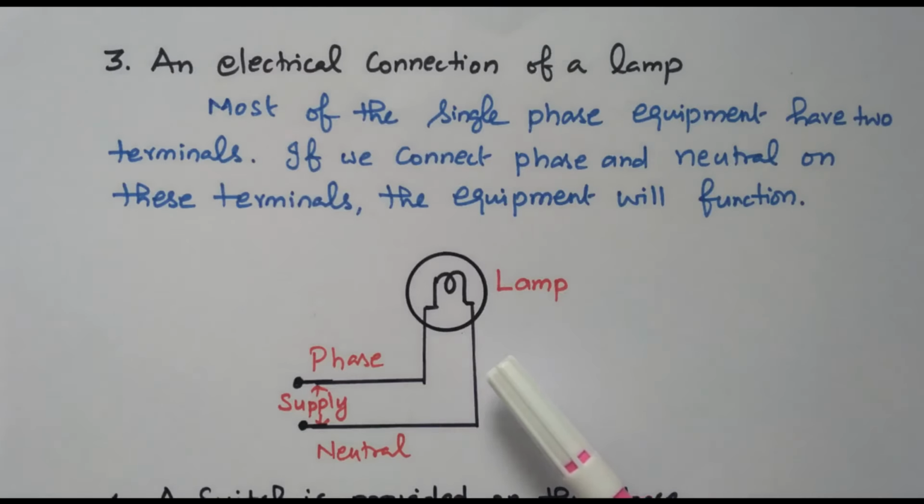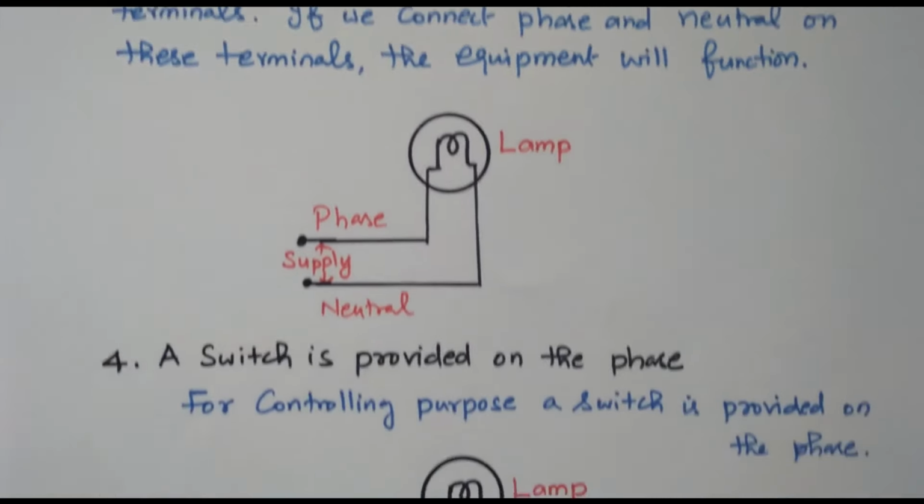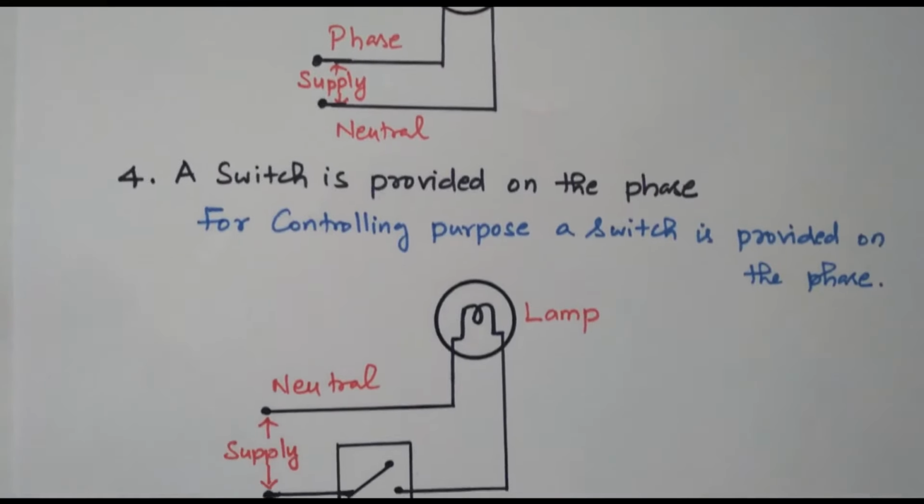For any single phase equipment, we have two terminals. One is phase, another one is neutral. When the supply is given, it will glow. Now we'll go to the next type of connection.